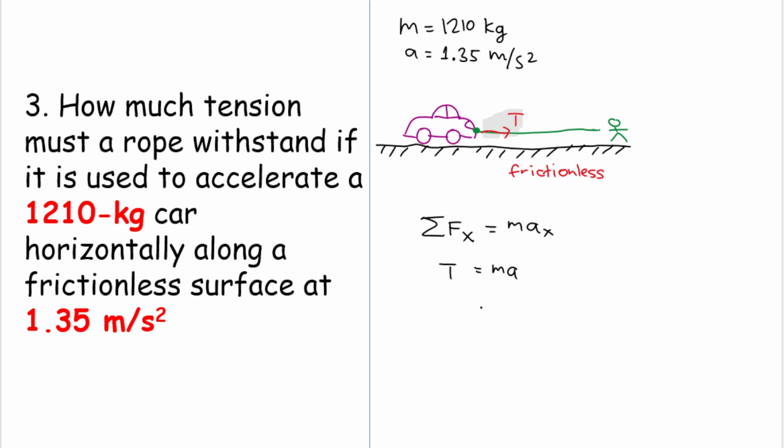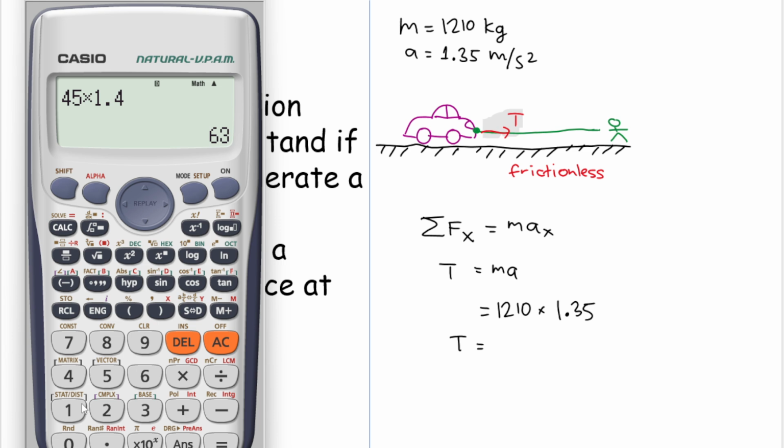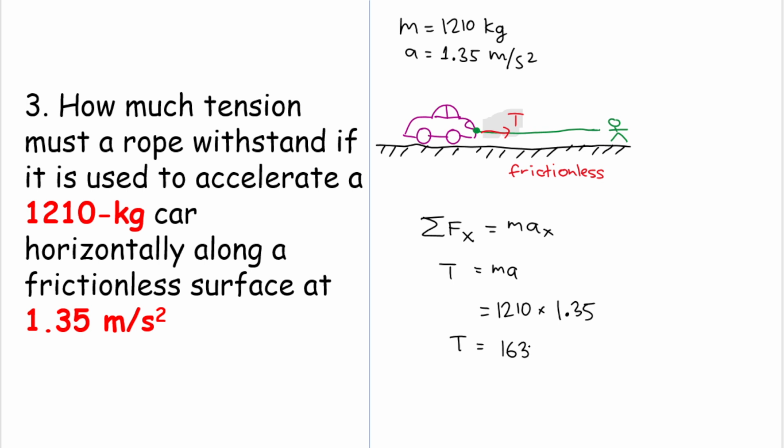Now let's plug that in. We will have 1210 multiplied by 1.35, and so we'll have the tension of the rope. Let's use the calculator for that: 1210 times 1.35, so we will have 1633.5. And because this is kilogram and this is meter over second squared, the unit here is Newton.